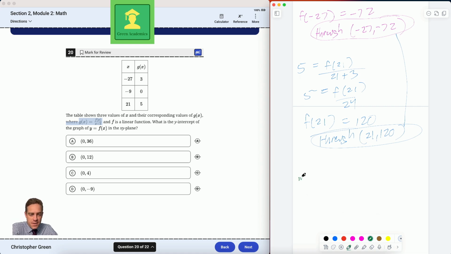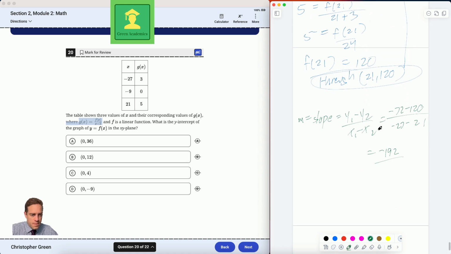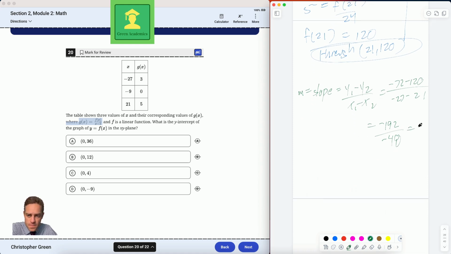And now you can just find its attributes the way that we normally do for simpler questions, right? So m, which is the slope, is difference in y over difference in x, is negative 72 minus 120 over negative 27 minus 21. Negative 72 minus 120 is negative 192 over negative 48, which isn't that just, yeah, the slope is 4.